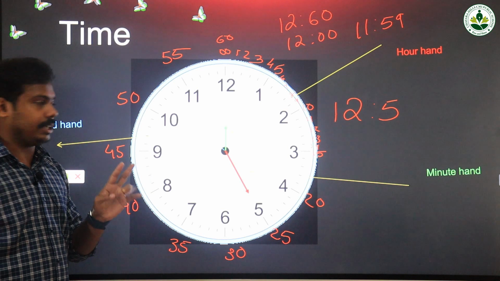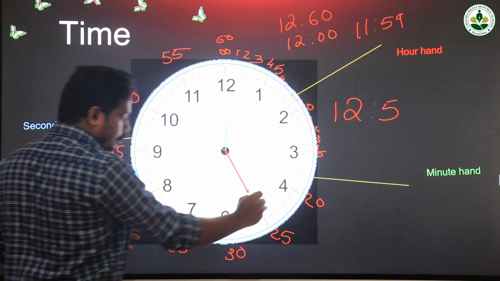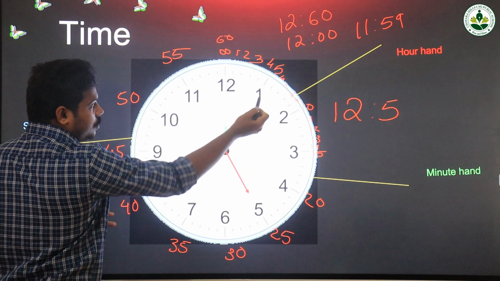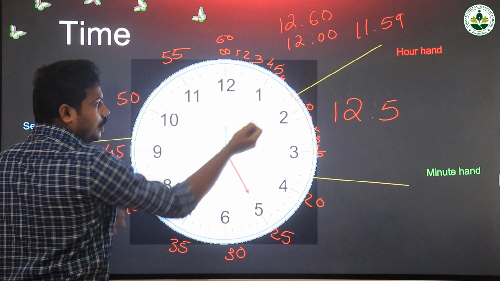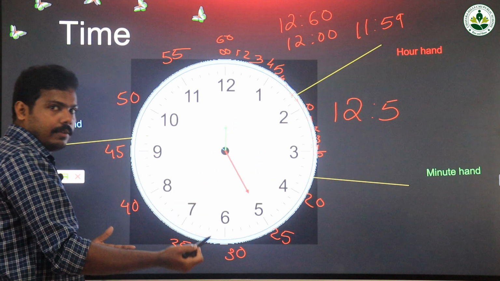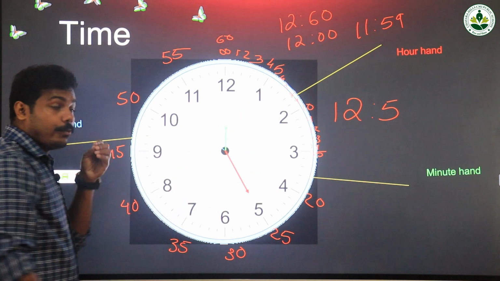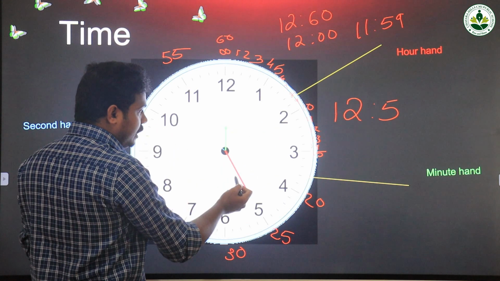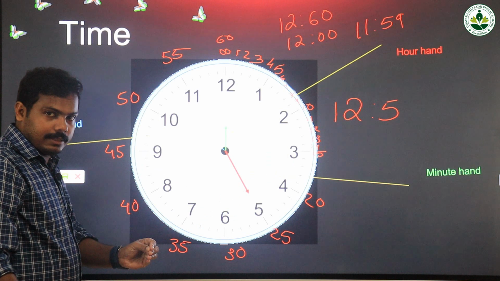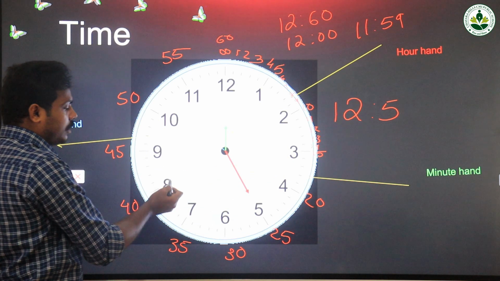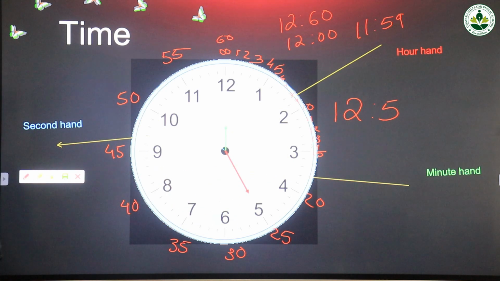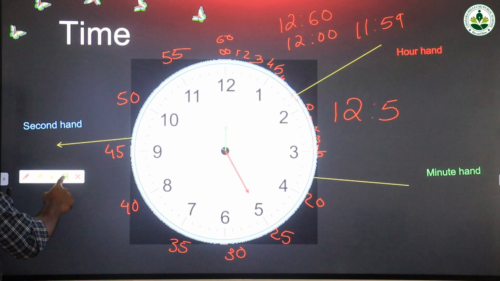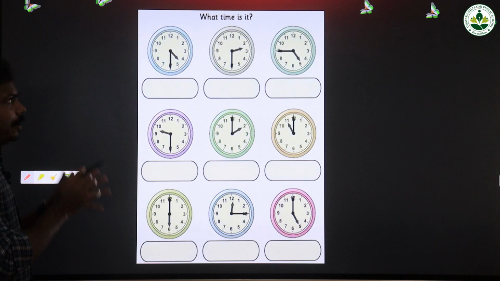Always remember two things. First, the hour hand always shows the hour. If the smaller hand, the hour hand, is on 1, it is 1 o'clock. If it is on 2, it is 2 hour. It is 3 hour. But if the minute hand is on 1, it is 5 minutes. If the minute hand is on 2, it is 10 minutes. If on 3, it is 15 minutes. If it is on 8, it is 40 minutes. Always remember that.